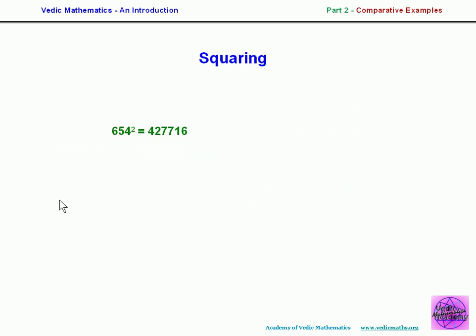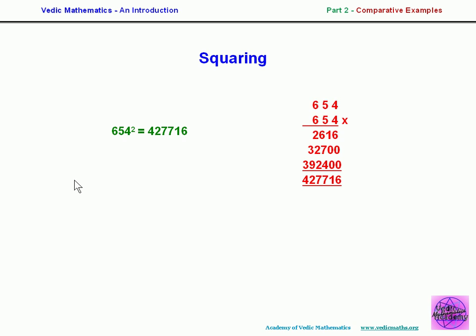Squaring. In the Vedic system, the multiplication method simplifies further to give us an even easier way of multiplying numbers where the numbers are the same. So there's 654 squared. The conventional method, of course, is nothing less than multiplying two three-figure numbers by the standard method. We can also, of course, square algebraic expressions by the same method and square root them as well.